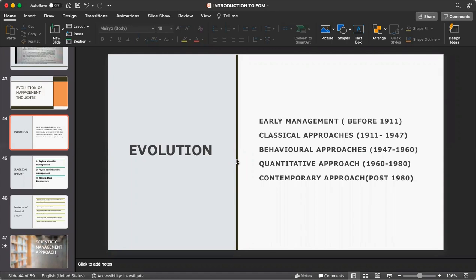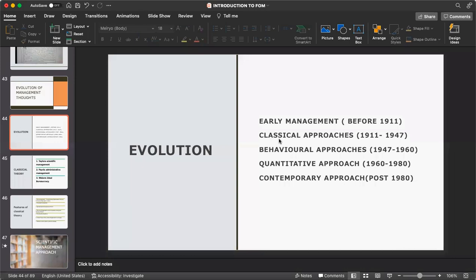Second, we have the classical approach. This classical approach is based on two important theoretical aspects: the scientific management approach and the general administrative approach. The scientific approach was given by F.W. Taylor, and the general administrative approach was given by Fayol. These are two important principles we're going to cover in the class as well.